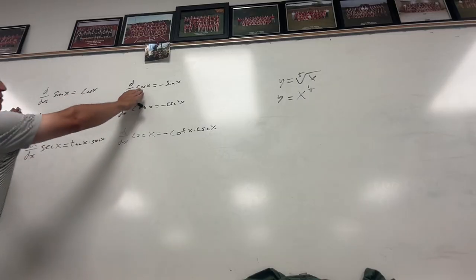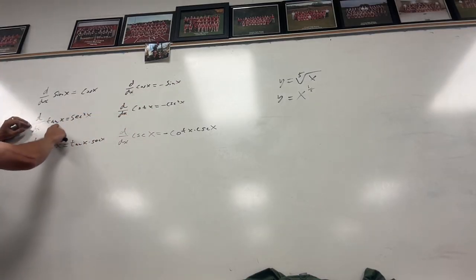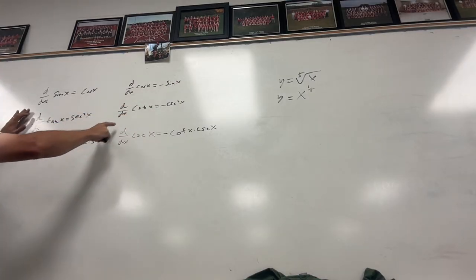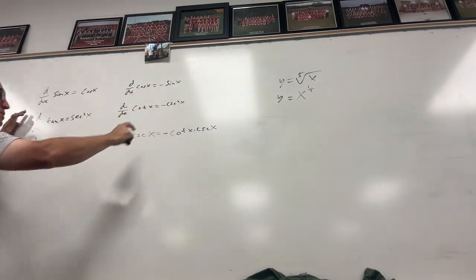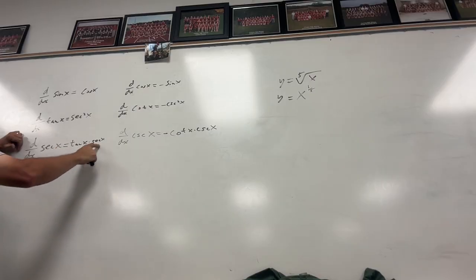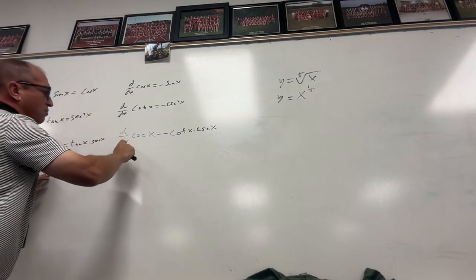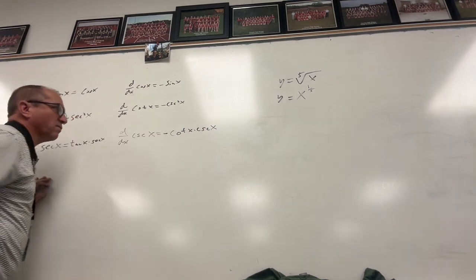The derivative of cosine of x is negative sine of x. The derivative of tangent of x is secant squared of x. The derivative of cotangent of x is negative cosecant squared x. The derivative of secant of x is the tangent of x times the secant of x. And the derivative of cosecant of x is negative cotangent of x times cosecant of x.